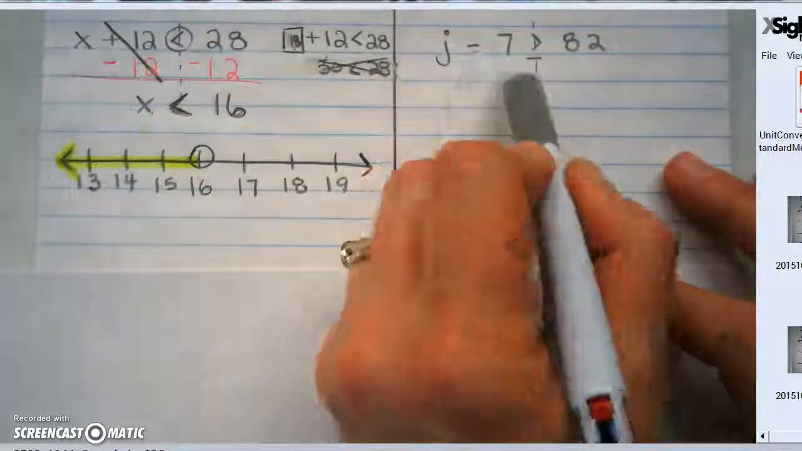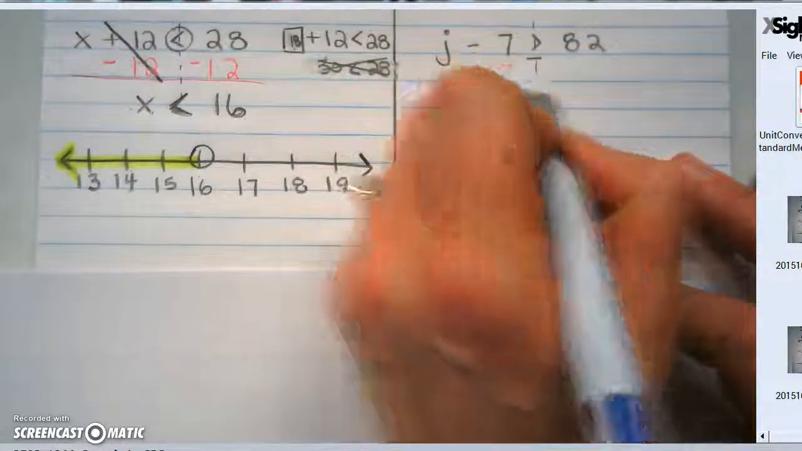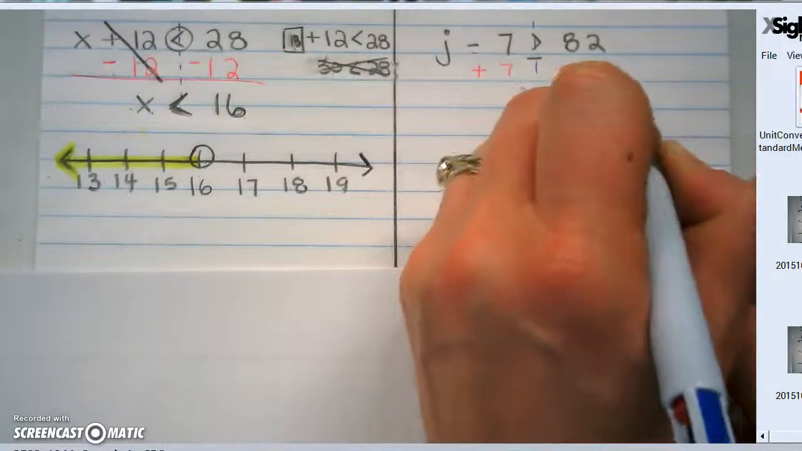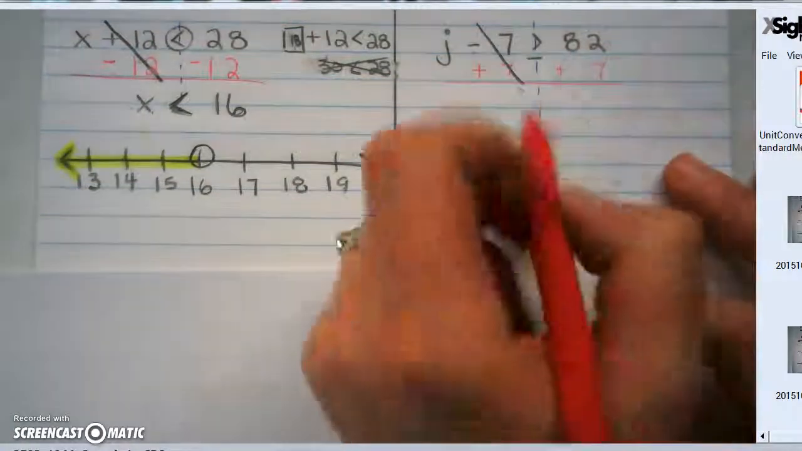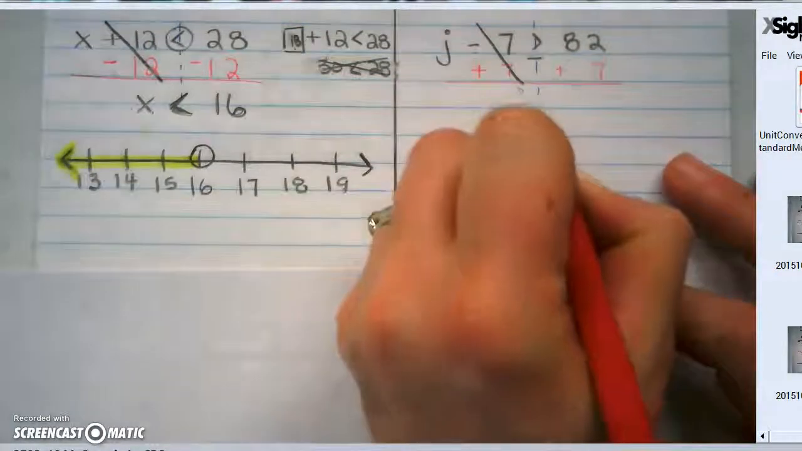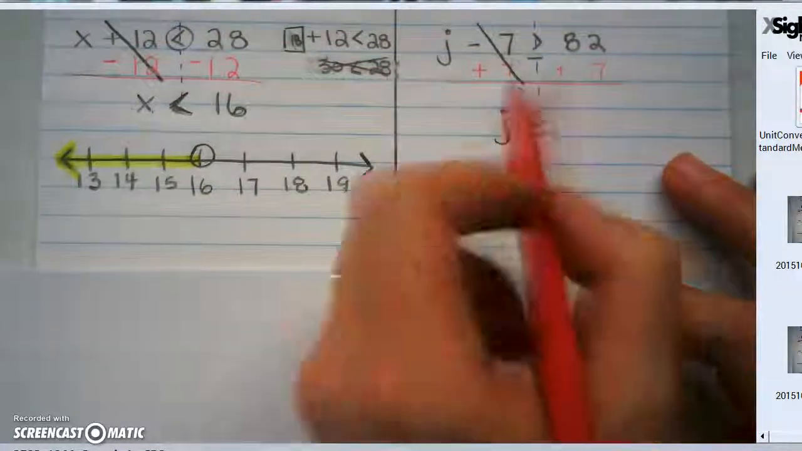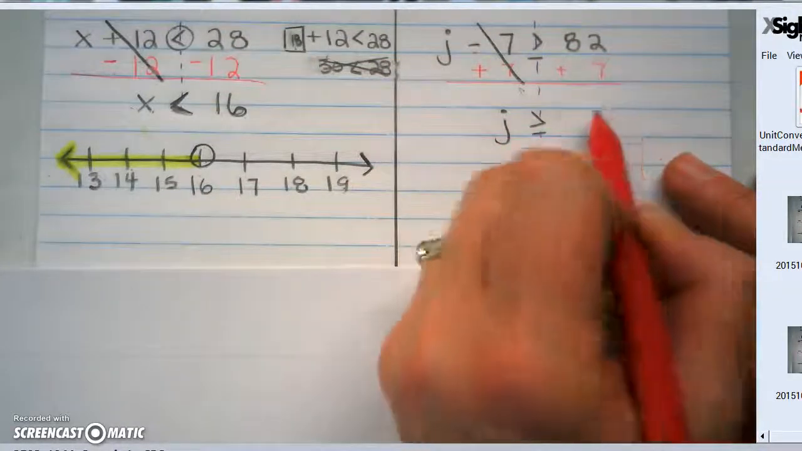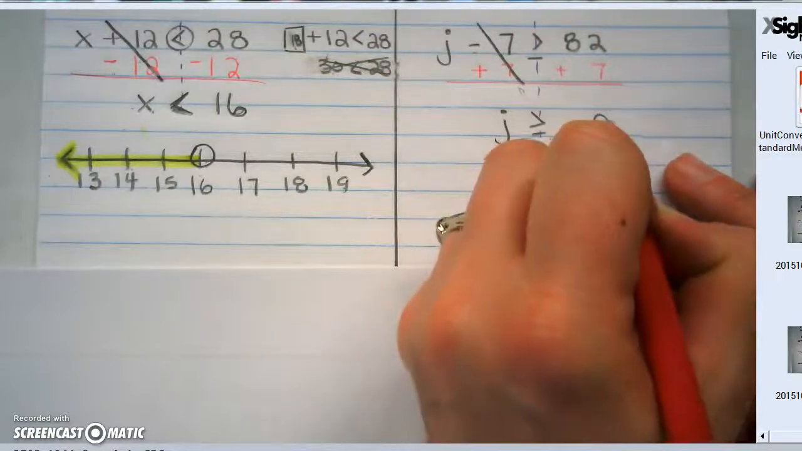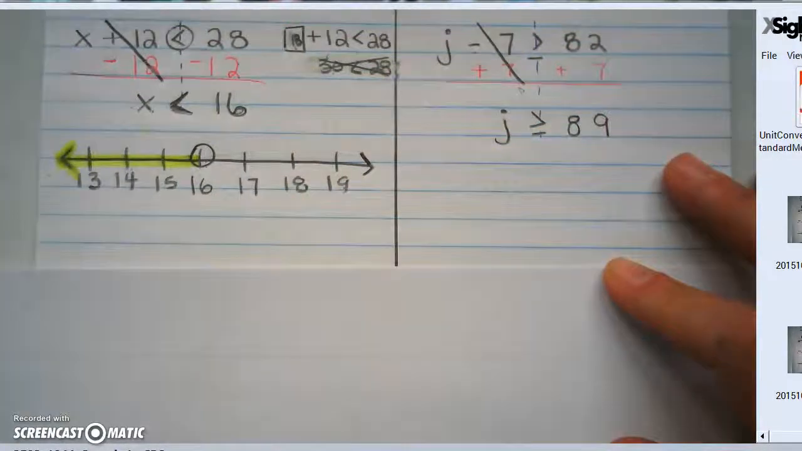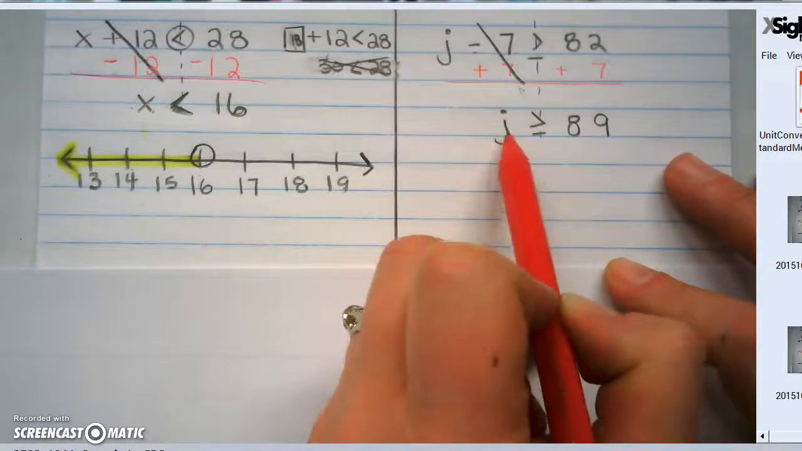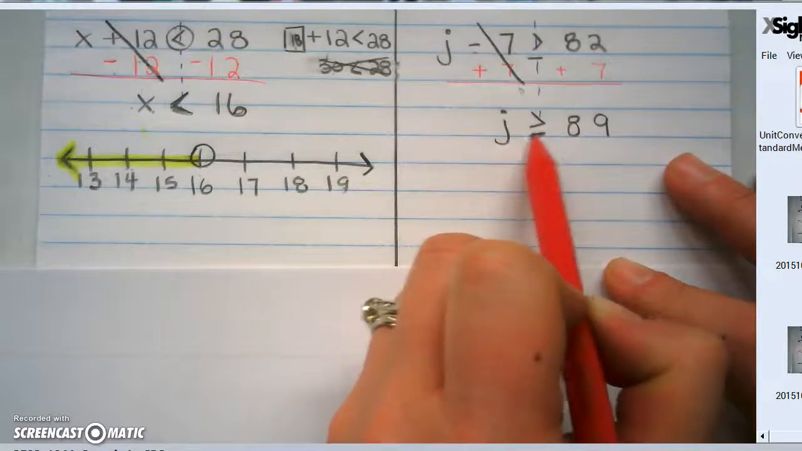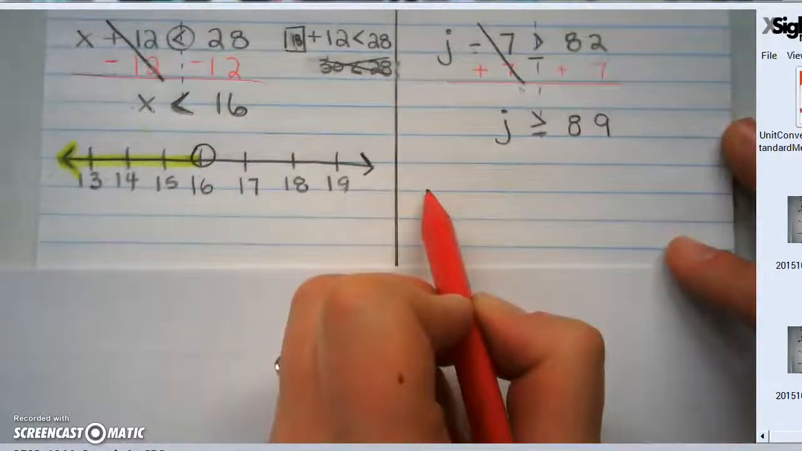Well, in order to undo this subtraction, we need to add, since addition and subtraction are inverse operations. Minus 7 and plus 7 will cancel each other out. And on this side of the inequality sign, we're left with J. And J is greater than or equal to 82 plus 7. Well, 2 plus 7 is 9. 8 plus nothing is 8. So this original inequality will be true anytime that J is greater than or equal to 89.